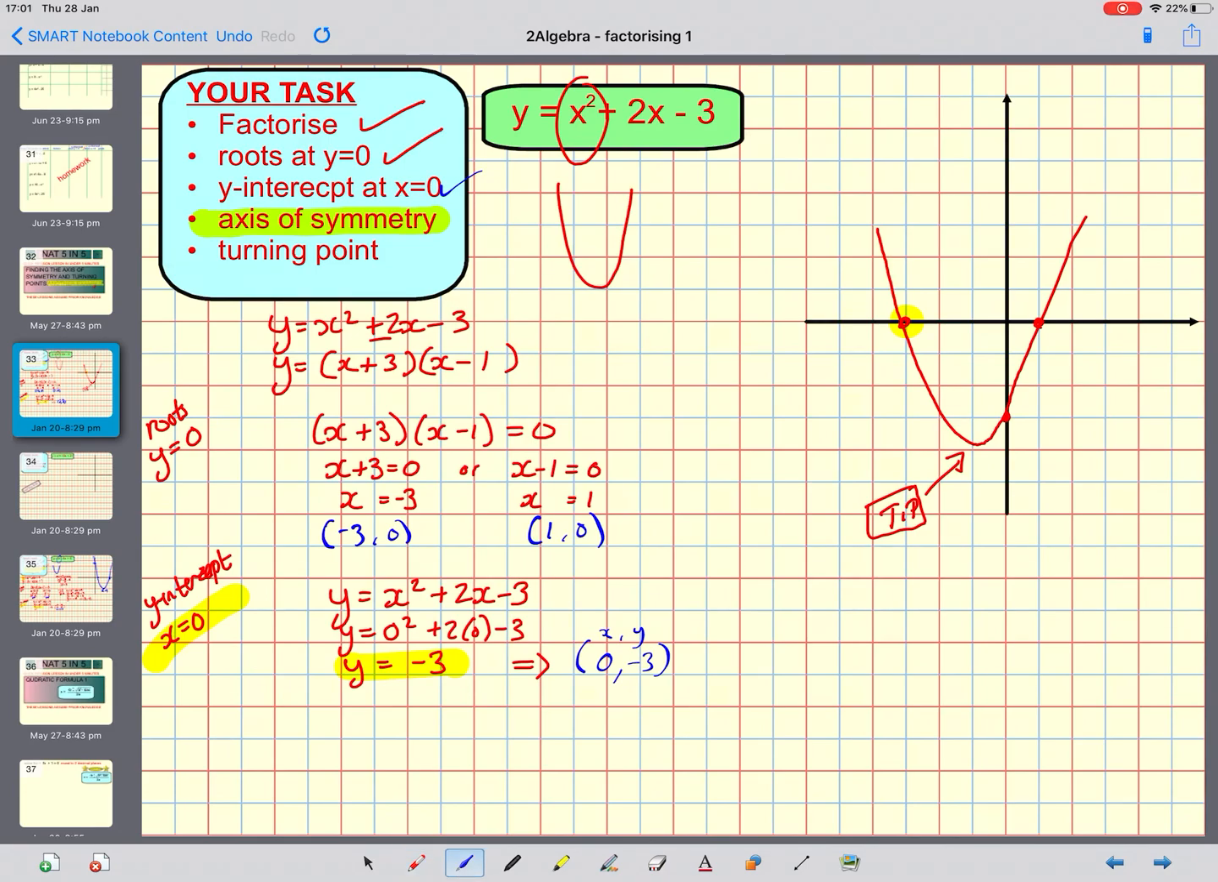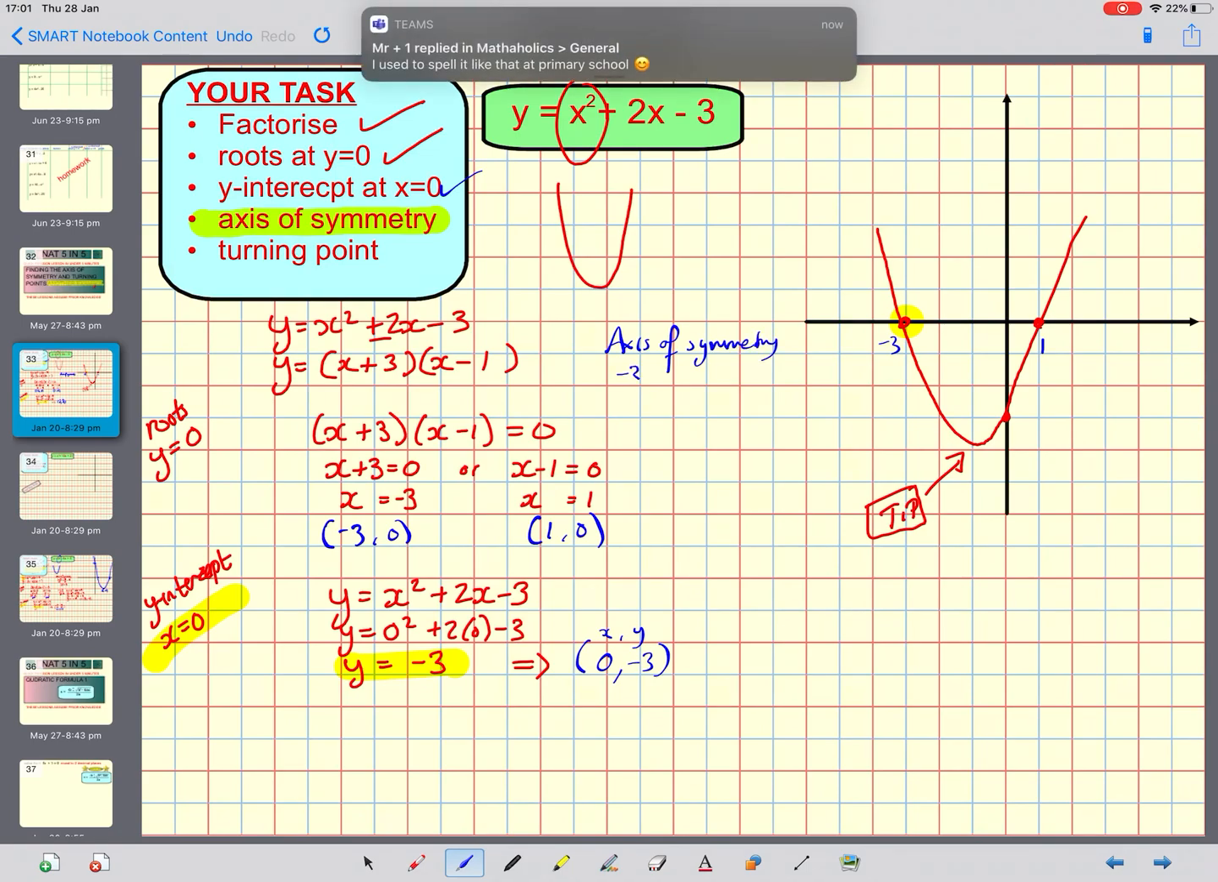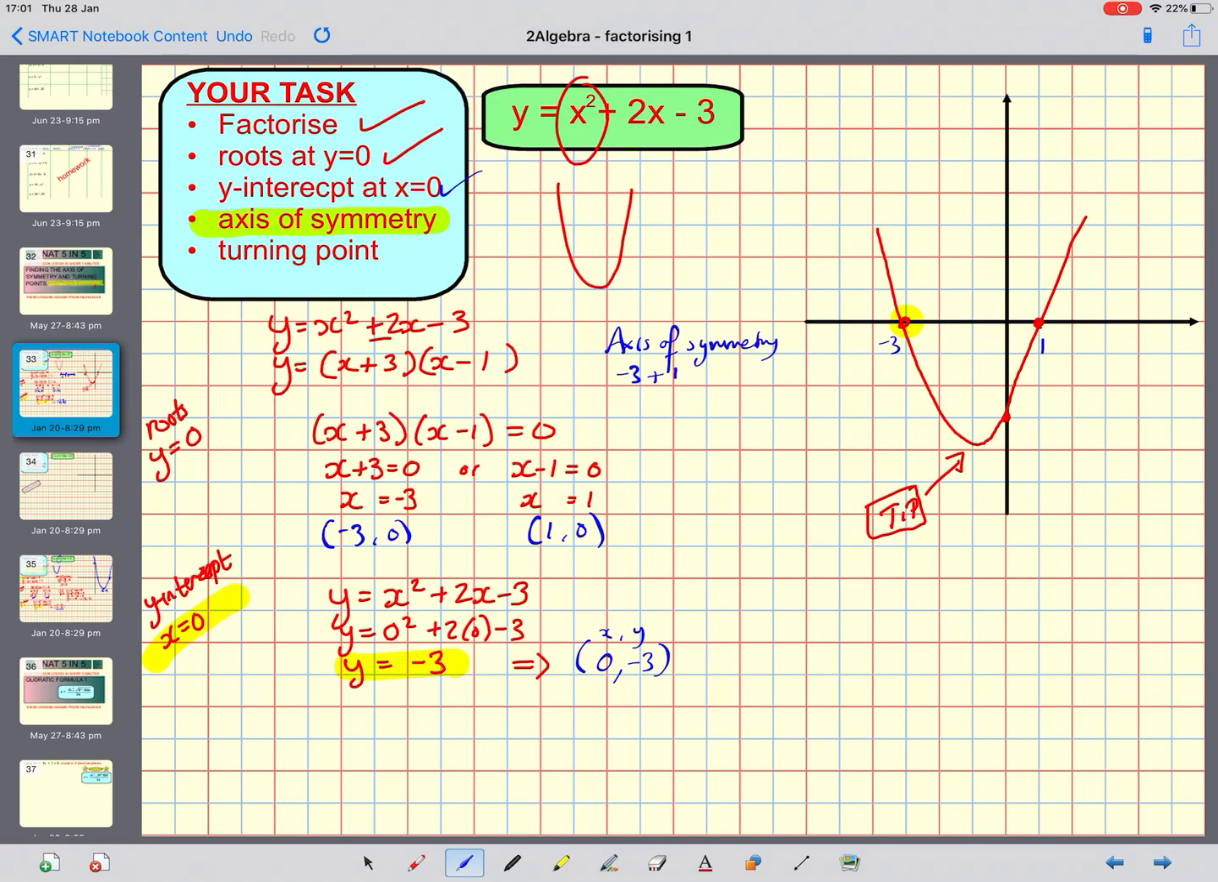Axis of symmetry. It crosses at negative 3 and 1. So we know from the last video that we add them together and divide by 2. That will give me negative 1, and that is the number right in the middle of negative 3 and 1. And again, if you did wee jumps from negative 3, it goes to negative 2, then to negative 1, so 2 jumps. Then it goes from 1 to 0, and then to negative 1, again 2 jumps. So definitely negative 1 is right in the middle.